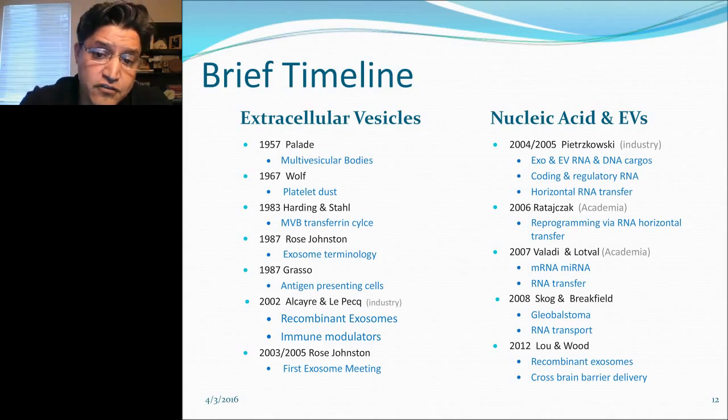And in 2008, Skog and Breakfield out of Boston also confirmed that work further in the disease glioblastoma, and they also identified and confirmed the RNA transfer associated with glioblastoma. And then very exciting to me, because I come from the preclinical field, in 2012, Dr. Alvarez-Erviti and Dr. Wood out of Oxford were able to produce recombinant exosomes and show delivery in vivo. So they injected IV these recombinant exosomes that were loaded with various markers and RNAi-type therapeutics, and they were able to show delivery to specific brain cells across the blood-brain barrier, which I think is pretty significant.